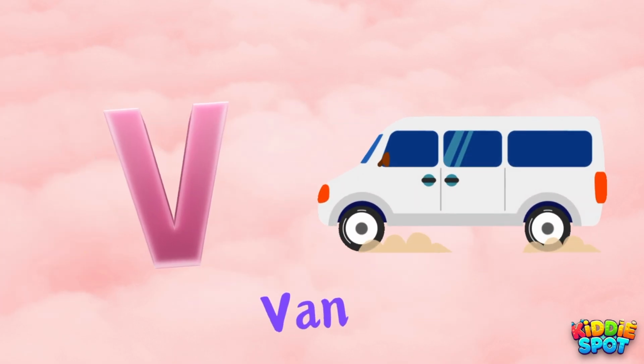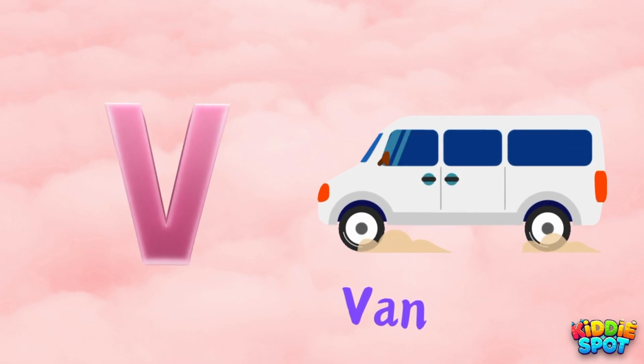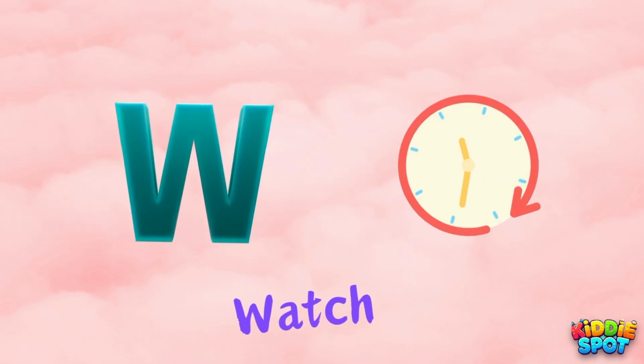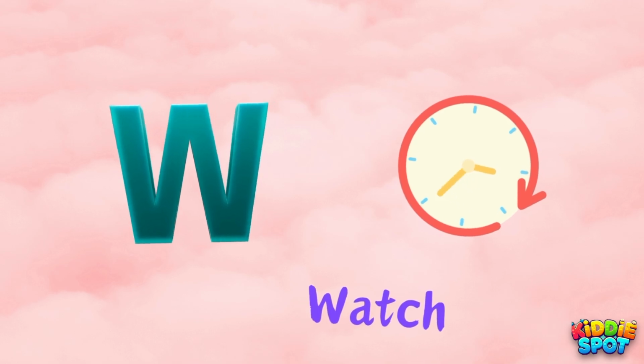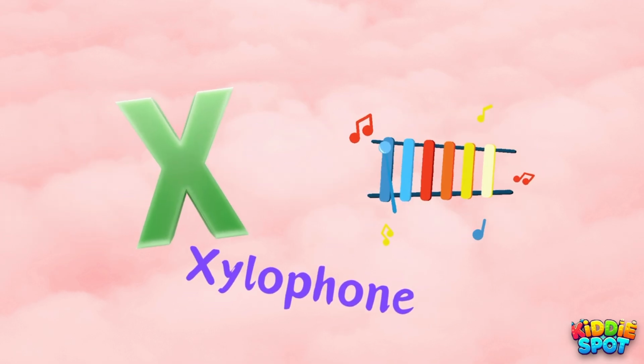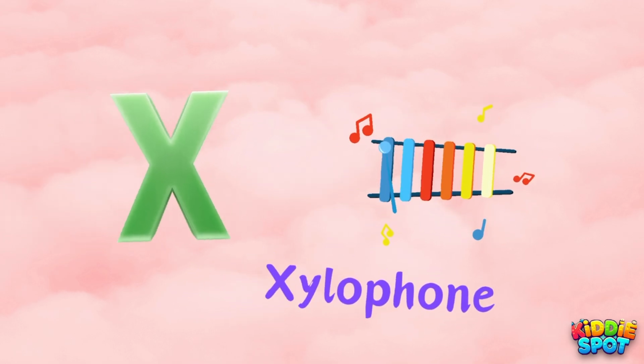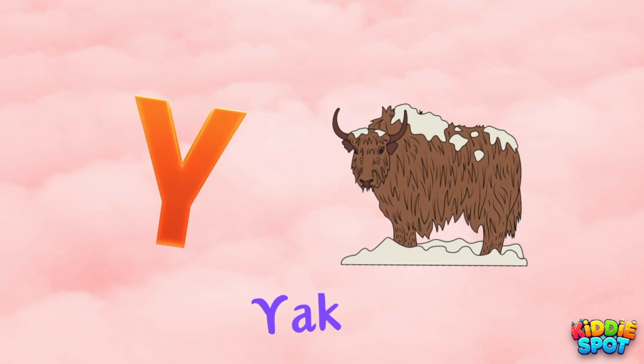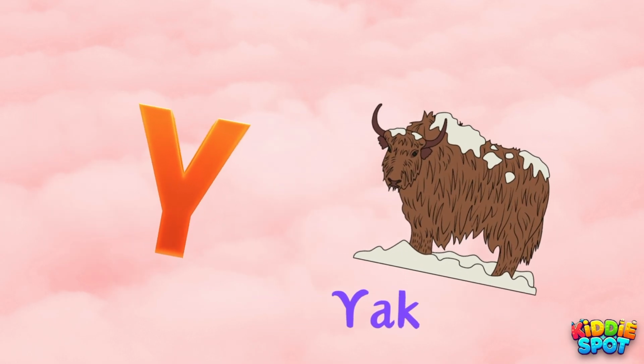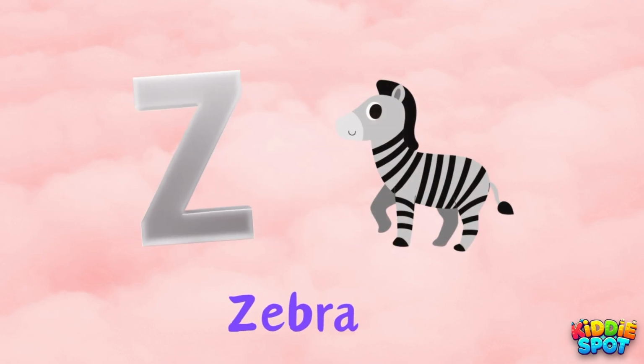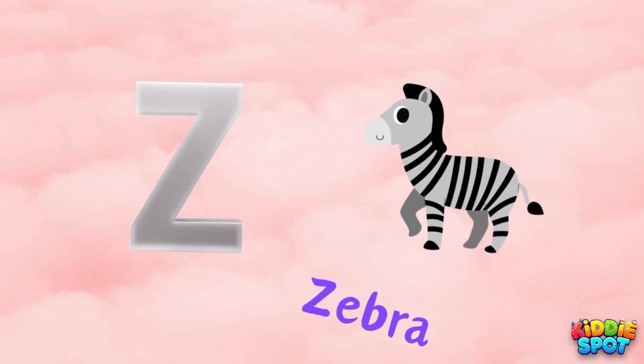V is for van, V, van. W is for watch, W, watch. X is for xylophone, X, xylophone. Y is for yak, Y, yak. Z is for zebra, Z, zebra.